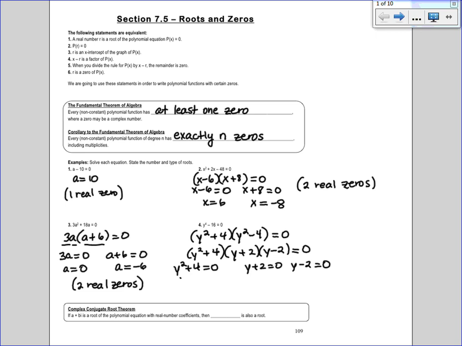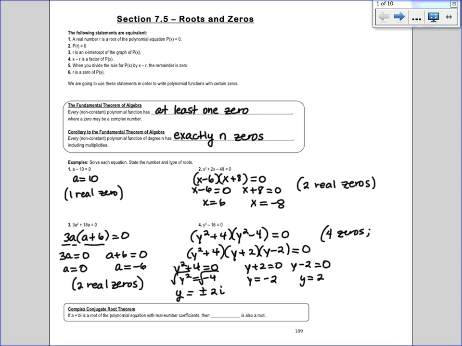When I subtract the 4 to the other side, I get y squared equals negative 4. So square rooting both sides. The square root of negative 4 is 2i, so I get plus or minus 2i. So there's 2 answers there, positive 2i and negative 2i. This one gives negative 2, and the last one gives 2. Okay, so there are actually 4 solutions there. I have 2i, negative 2i, negative 2, and positive 2. So there's 4 zeros.